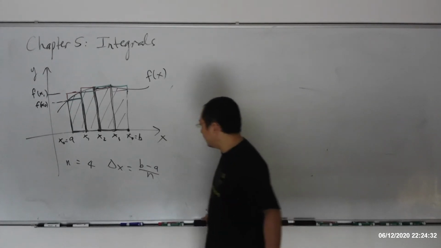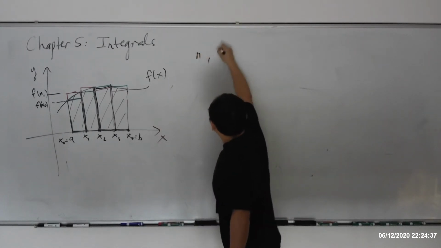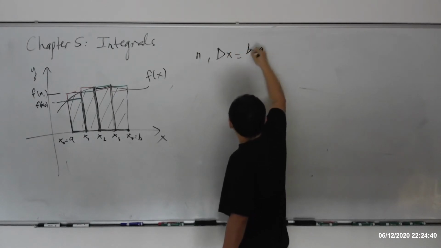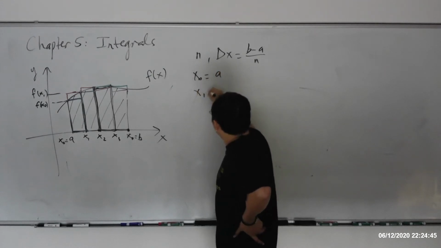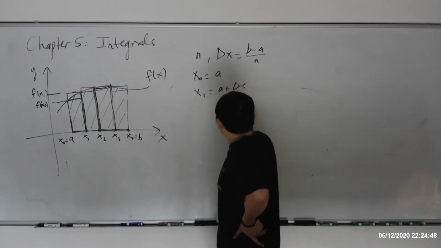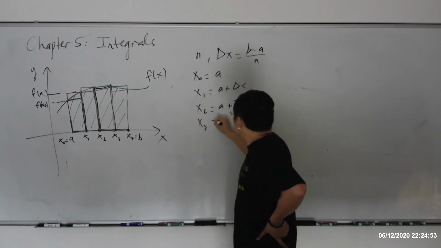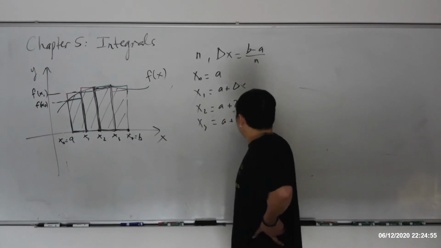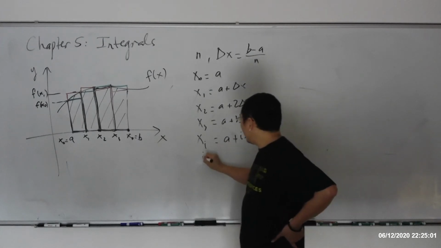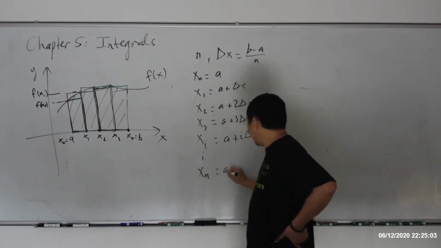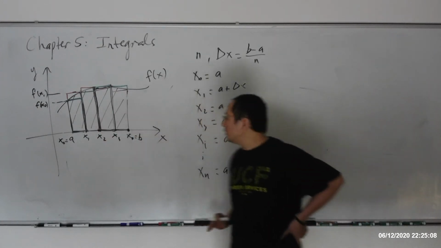We chop it up into n. N could be any number. So delta x is (b minus a) over n. x0 will be a, x1 is a plus delta x, x2 is a plus 2 delta x, x3 is a plus 3 delta x. So in general, xi is equal to a plus i delta x, all the way to xn, which is equal to a plus n delta x, which is equal to b. We chop it up into n columns.